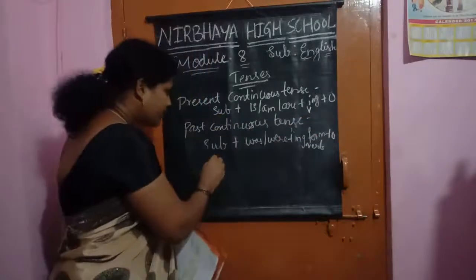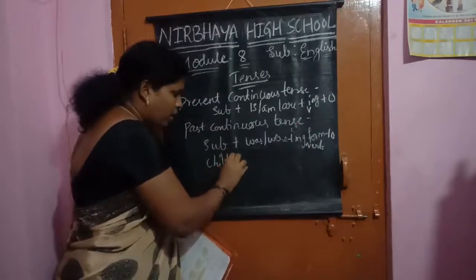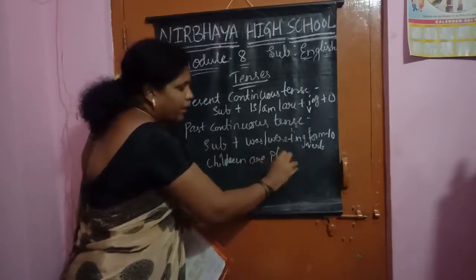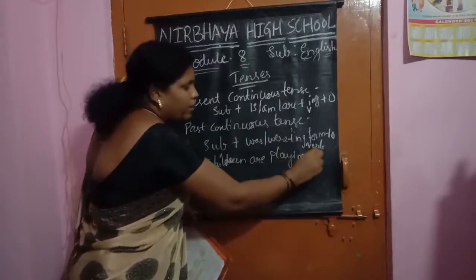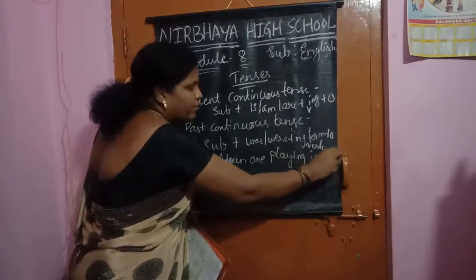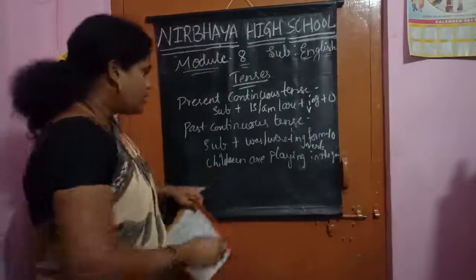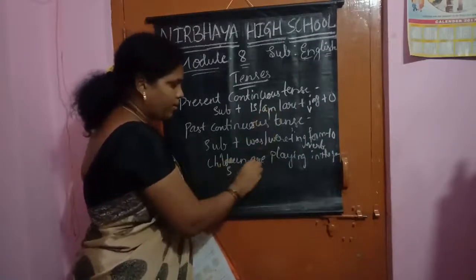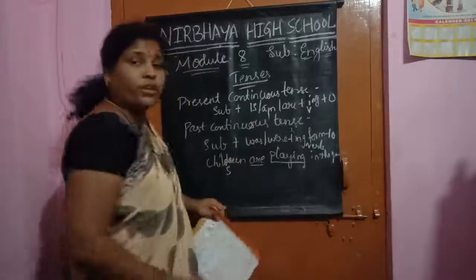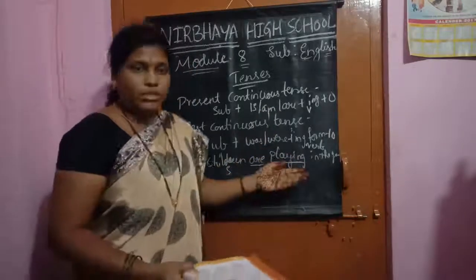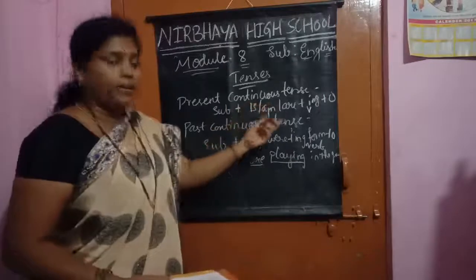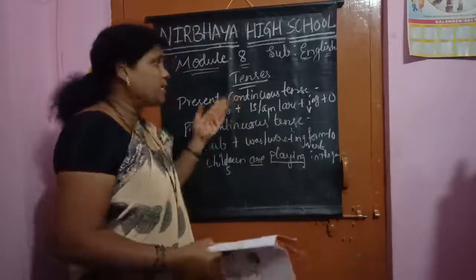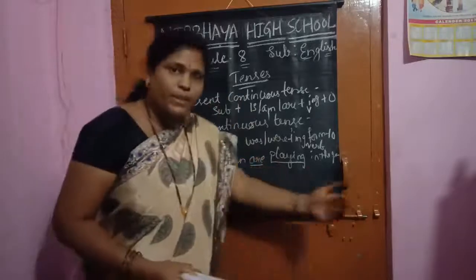See here, children. Children are playing in the garden. Okay, children. Here, children is the subject, this is the auxiliary verb, the ing form of the verb, and the object. Okay children, this is what present continuous means. They are playing now. So present continuous means they are doing the work.